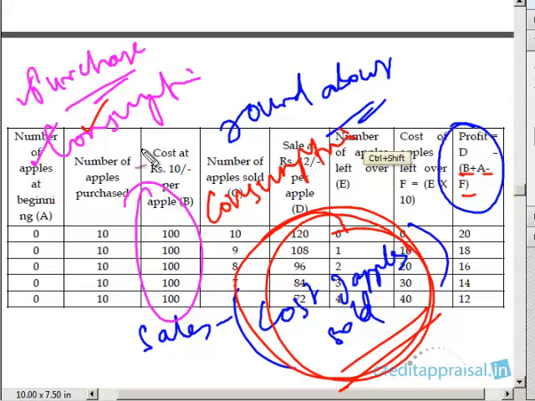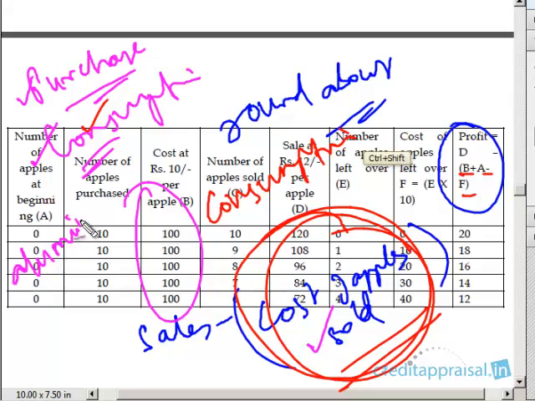What is consumption of raw material? Only those apples that were sold. The cost of the apples which was sold, only that is the consumption. Right? So for example, you are a manufacturer of aluminium. So the raw material is alumina. Alumina is a raw material.